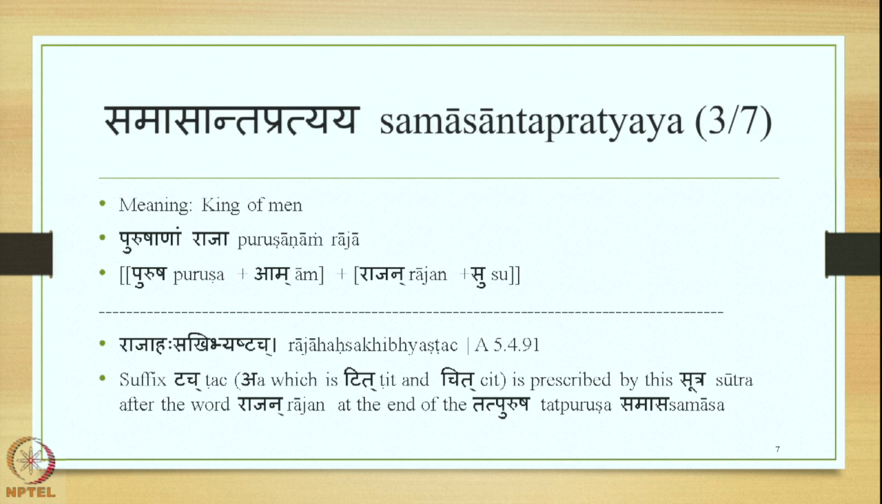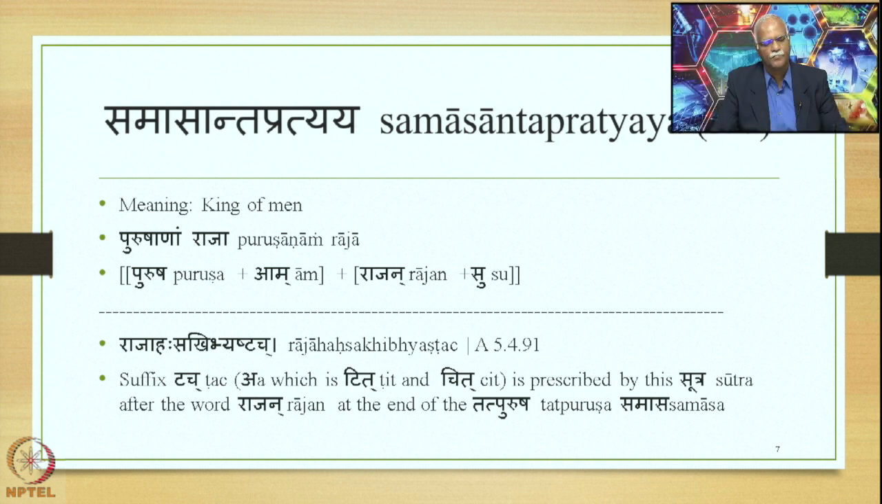Here are the examples. So if we have the meaning at the beginning collected by the speaker in his arthakasha, king of men, purushanam raja. So you have alaukika vigraha in the form of purusha plus am plus rajan plus su. Since purushanam is shashti, shashti is placed in the initial position because this is shashti samasa prescribed by the sutra shashti. And so this will be the alaukika vigraha.